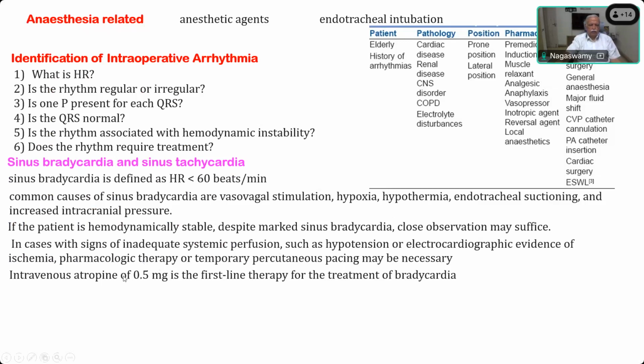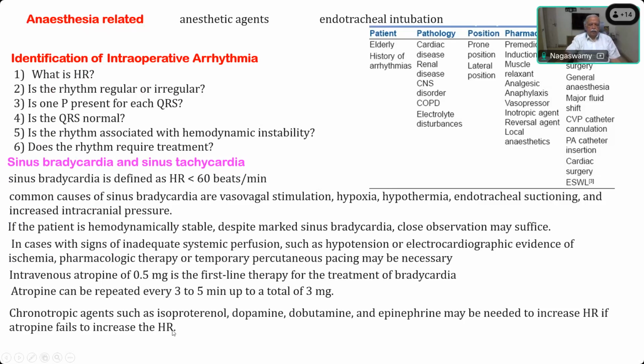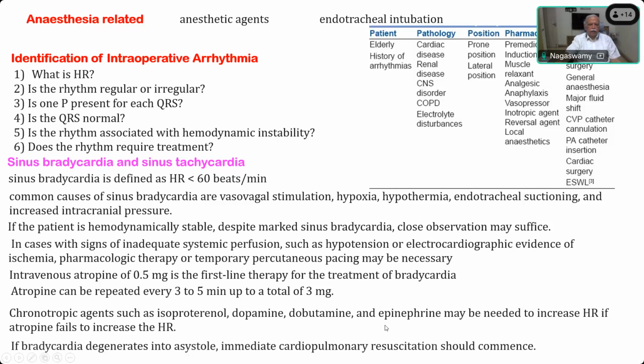And the drug of choice for bradycardia treatment, all of you know, is atropine 0.5 milligram as the first line therapy, and it can be repeated every 3 to 5 minutes up to a total of 3 milligrams. And if it is not responding to atropine, then you can think of chronotropic agents like isoprenaline, dopamine. And if the bradycardia degenerates into asystole without responding even to that, then immediate cardiopulmonary resuscitation should be started.